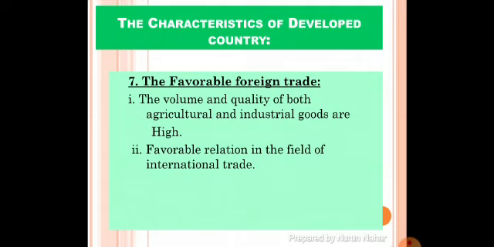Number 7 is favorable foreign trade. Foreign trade means buying and selling goods and commodities beyond the international boundary of the country. So, if the volume and quality of both agricultural and industrial goods are high, then the people of other countries will be attracted by the goods and commodities, and the country can achieve a huge world market for selling their product. So, a developed country can achieve this sort of facilities. Favorable relation in the field of international trade is present over here.